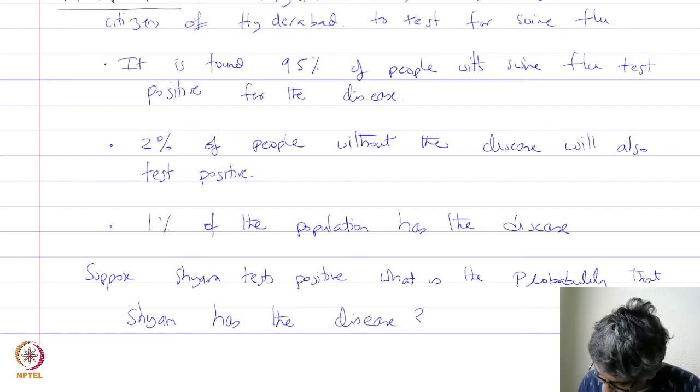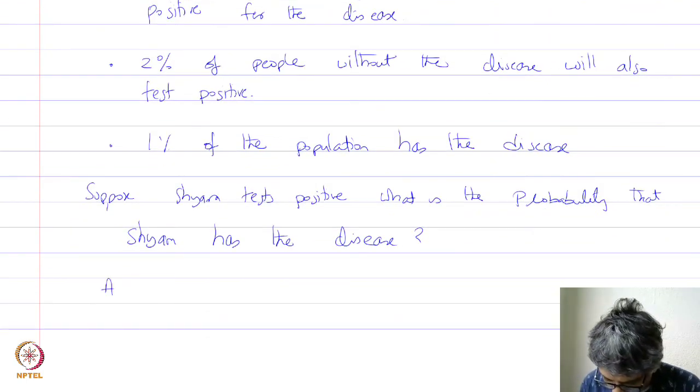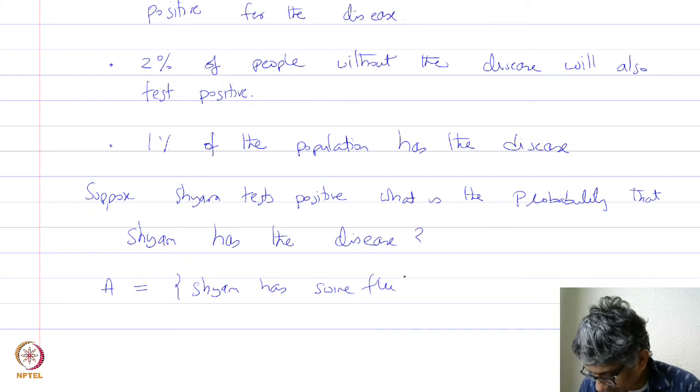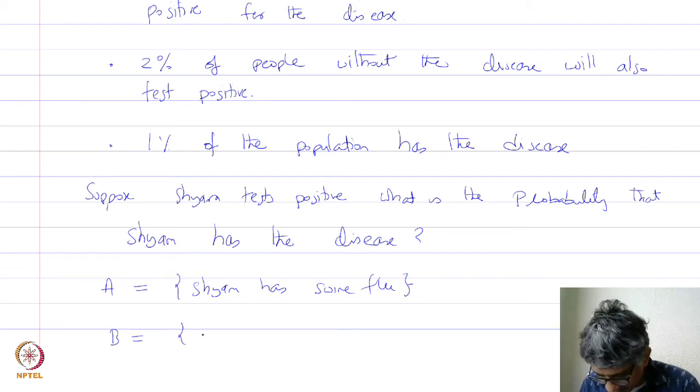So yes, it's a very applicable problem. So what do you do? You define two events. Event A is that Sham has swine flu. That's the event A. Okay. B is the event that Sham tested positive.